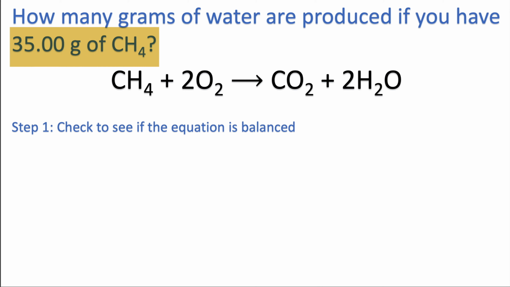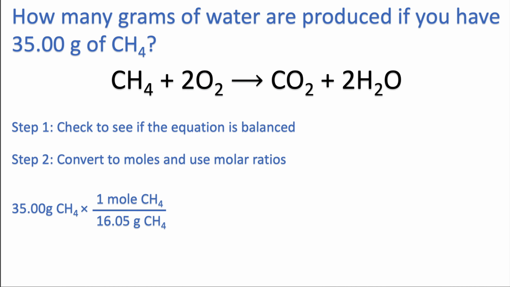In this problem, we are given the amount of methane and asked to find the mass of water formed. Therefore, our first step must be to convert the mass of methane to moles. We do this by dividing by the molar mass of methane, which is 16.05 grams per mole, making sure our units cancel out. We would also know from the coefficients of the balanced equation that for every 1 mole of methane consumed, it produces 2 moles of water. We can multiply by this ratio of coefficients to convert moles of methane consumed to moles of water produced.